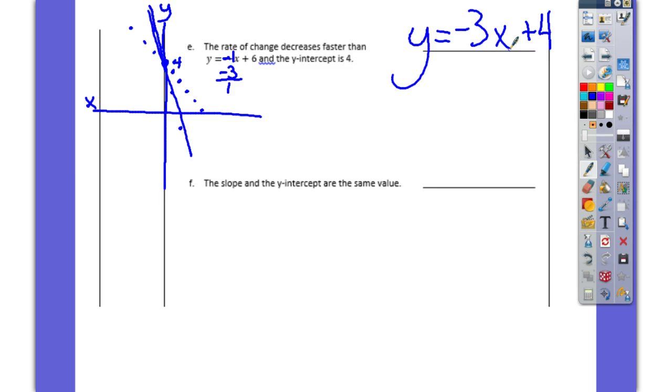And F, the slope, well, y equals. The slope and the y-intercept are the same value. Just one answer here or lots? Lots. Give me an example.